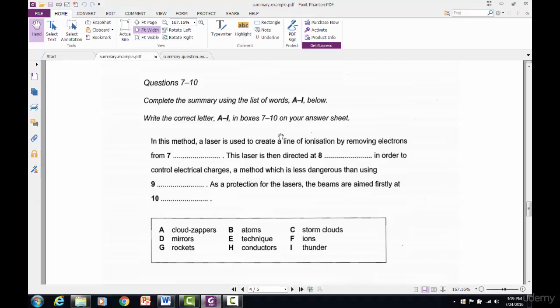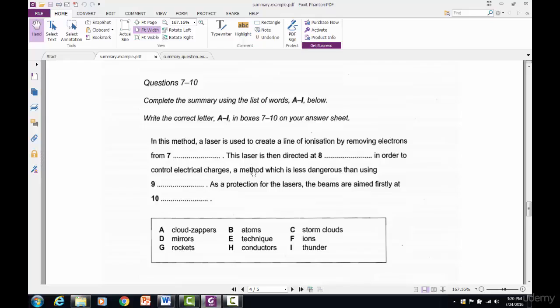So for this one, what's going to make it easy to find? We have to do numbers 7, 8, 9, and 10 here. I think the information for number 7 might be easy to find because it has the word ionization. There's not going to be a synonym for the word ionization, so laser and ionization are not going to be a problem. Number 8 is talking about a laser and controlling electrical charges. And number 9 is less dangerous than using blank.